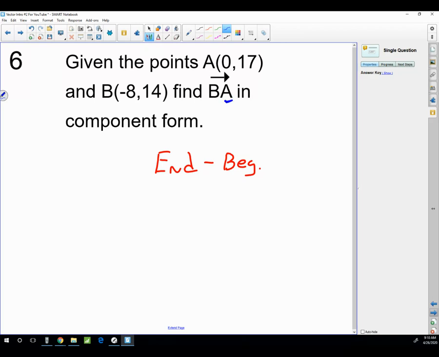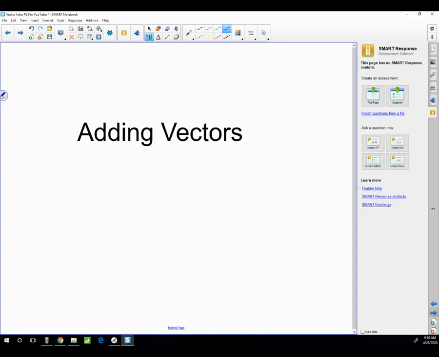The end this time is A, so it'd be 0 minus -8 is 8. And 17 minus 14 is 3. At Socrative, number 6, if I ask for that, that's what I mean. No spaces, please. Adding vectors.